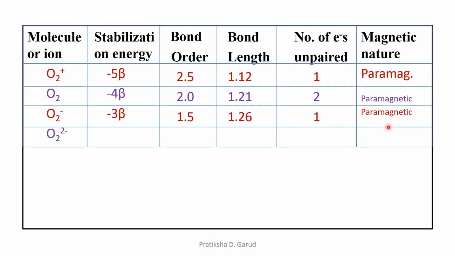And the last species of the oxygen is the O2 2 minus. It is just obtained by addition of 2 electrons to the oxygen. Then stabilization energy is decreased to -2 beta. Bond order decreased to 1.0. As the bond order is decreased, bond length increases to 1.49. But here there are no unpaired electrons. There are 0 unpaired electrons. So that's why this species of the oxygen, that means the O2 2 minus species of the oxygen, is diamagnetic in nature. So this is the comparison of the ions or the molecules of the oxygen and their magnetic behavior.